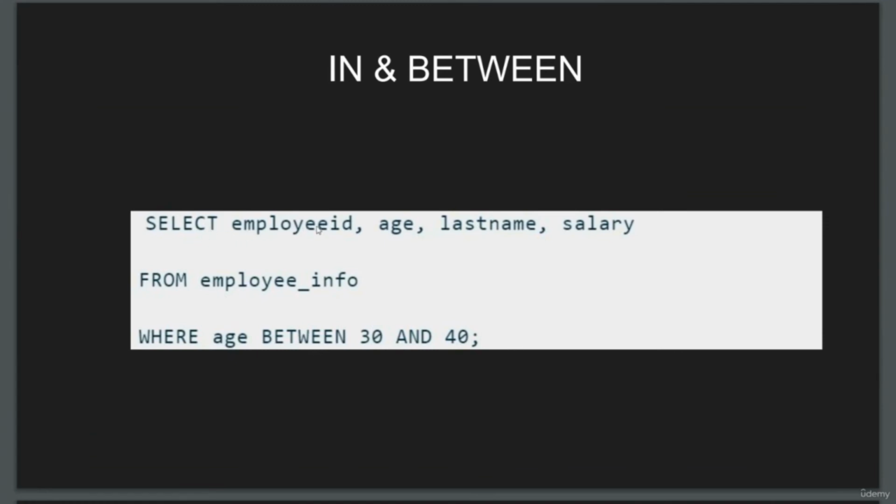We are selecting employee ID, age, last name, salary from the table named employee info. Then we'll execute a WHERE condition, and age is the column name, and the age must be between 30 and 40. So in our table there is a column called age, and if the age is between 30 and 40, then it will show us all the results, that is ages ranging from 30 to 40.